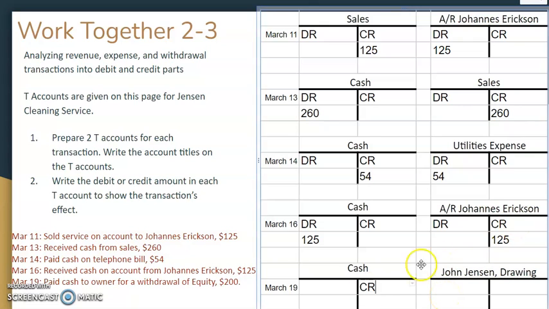So we'll put that down here underneath the credit on cash. And then we will debit John Gentene drawing $200. The drawing account's kind of like an expense account where it's almost always going to be debited. There will rarely be a credit until an end of the period closing.